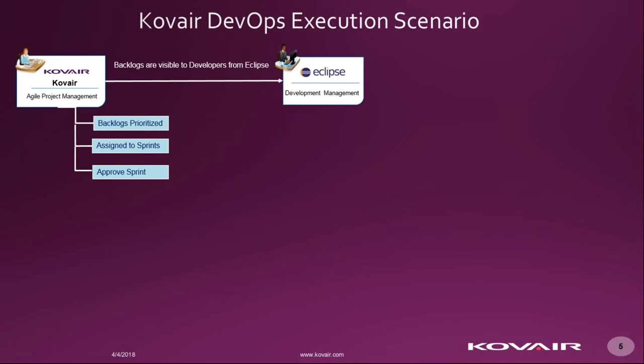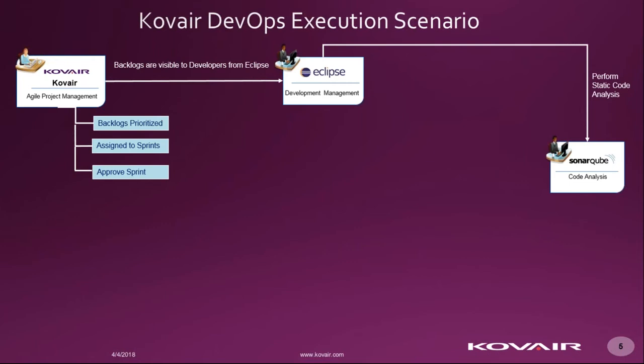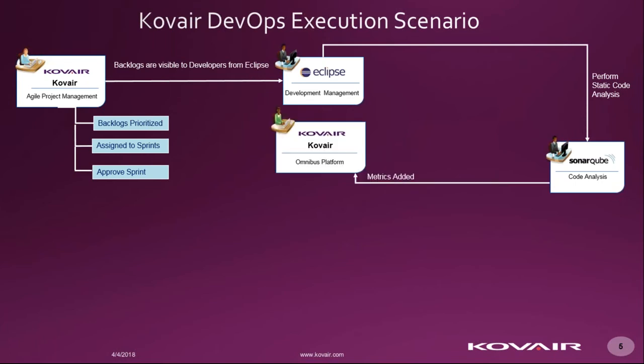So they can work on the code file, and once they have done their modifications, they can do the static code analysis in SonarQube. Now, based on the static code analysis, there are various metrics that can be derived out of SonarQube, like the general metrics, the development metrics, the document metrics, and all. We will be extracting all the data using Kovair Omnibus into the Kovair Omnibus platform.